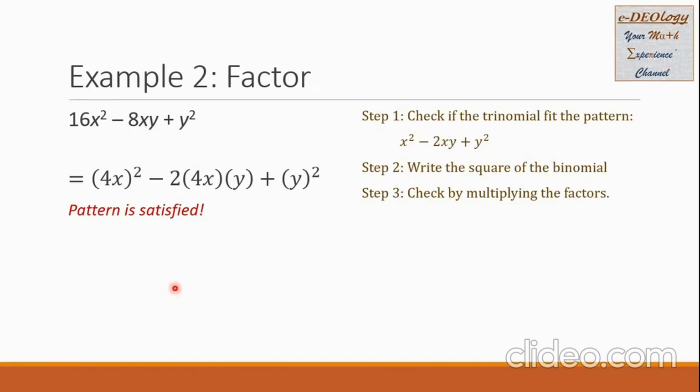And my answer, or my factors, is the square of the binomial. So I will collect the 4x. I will put it here as the first term of the binomial, and then minus. The sign comes from the sign of the middle term, and the second term here is the y, which is the base of the third term. Of course, I will not forget the square outside. So this is my answer, the square of 4x minus y.